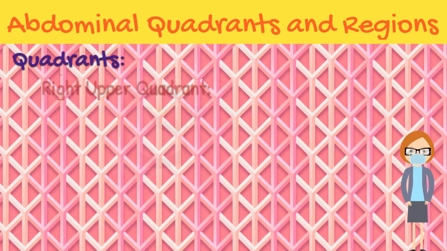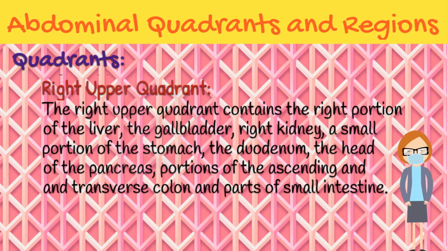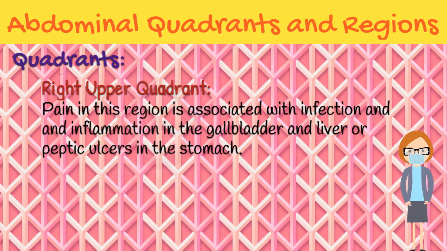The right upper quadrant contains the right portion of the liver, the gallbladder, right kidney, a small portion of the stomach, the duodenum, the head of the pancreas, portions of the ascending and transverse colon, and parts of small intestine. Pain in this region is associated with infection and inflammation in the gallbladder and liver, or peptic ulcers in the stomach.